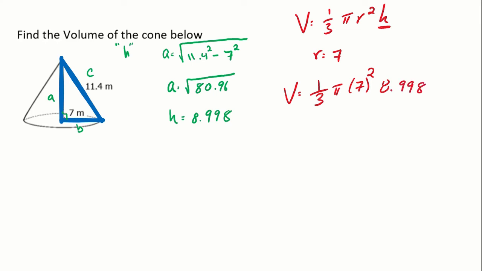8.998. So once again, I'm going to put all of that in my calculator, but I want to leave it in terms of pi. So I'm putting everything in the calculator except pi. So I'm not putting pi in my calculator. So when I put it in the calculator, I get an answer of 146.97 pi units cubed.